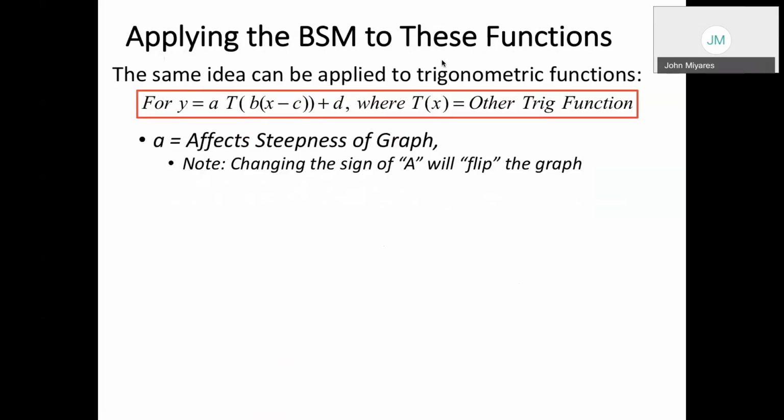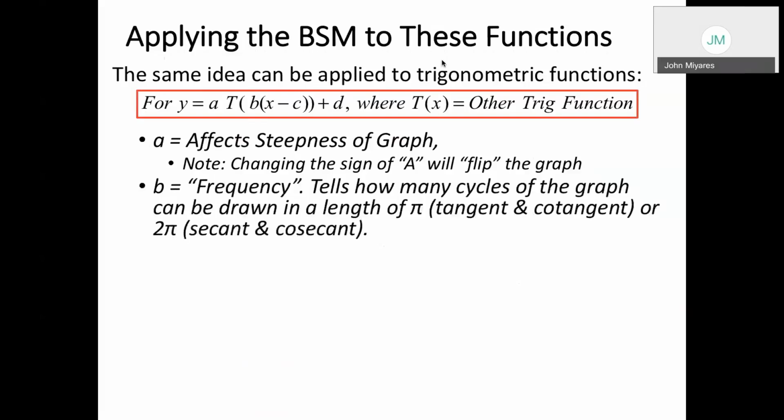The B value in front of the quantity x minus c can still be thought of as the frequency in that it still affects the length of the period indirectly, but it behaves a bit differently for tangent and cotangent, as the standard period for those graphs is only pi radians or 180 degrees, while the standard period for secant is 2 pi radians, same with cosecant.